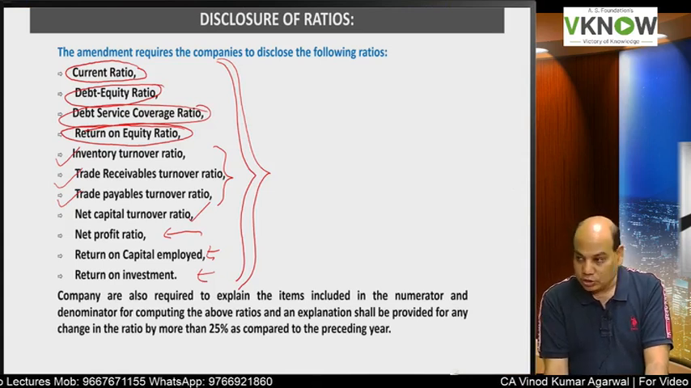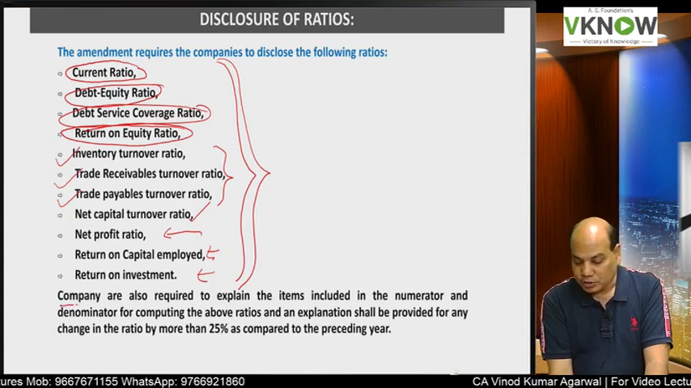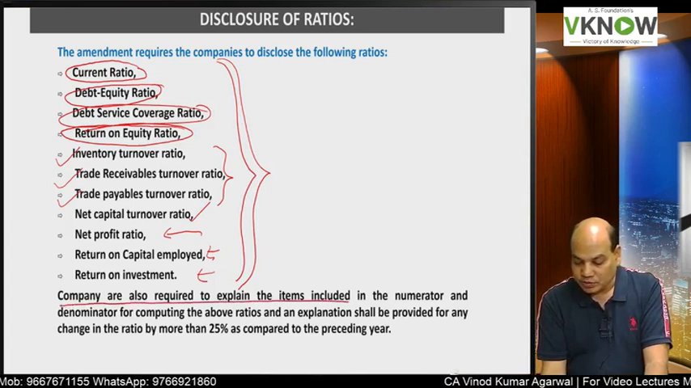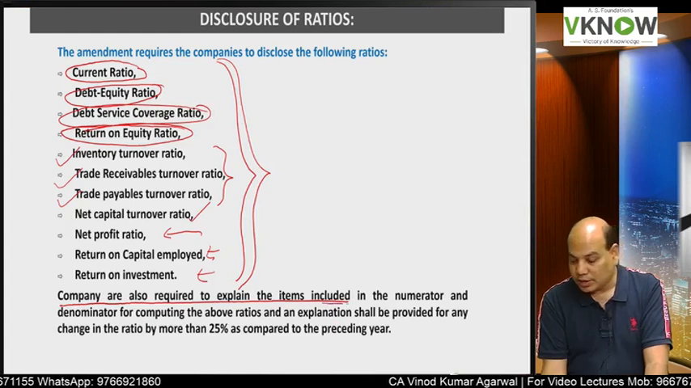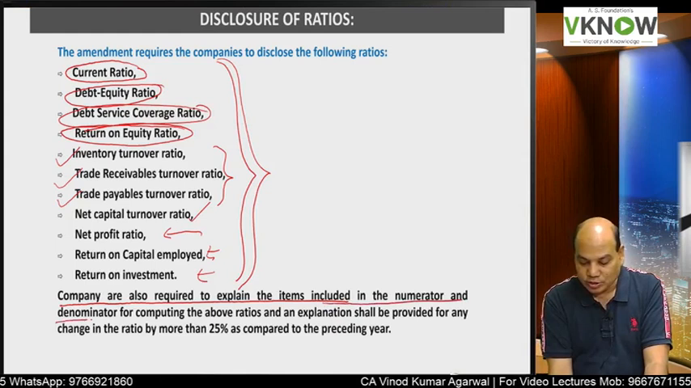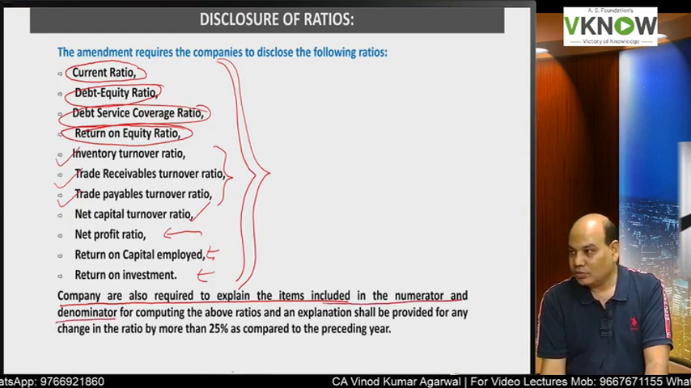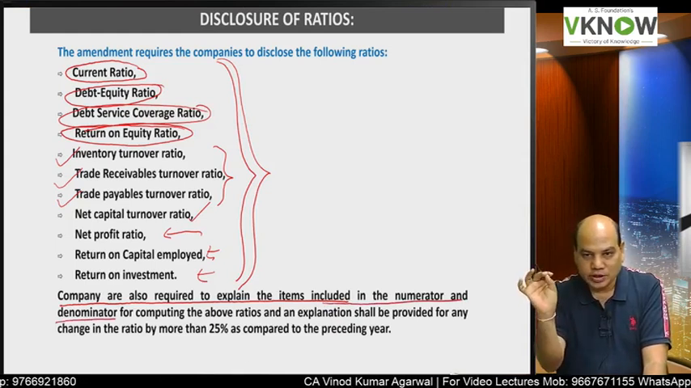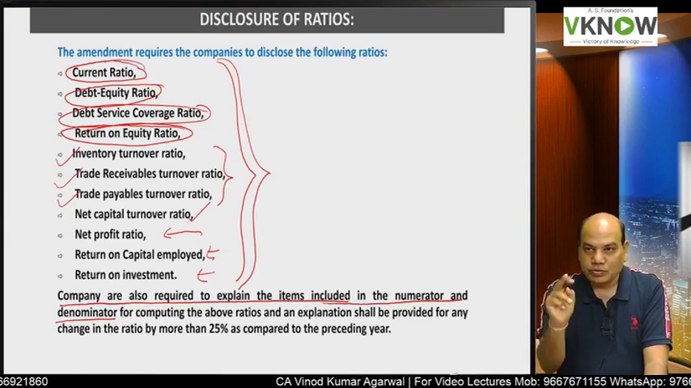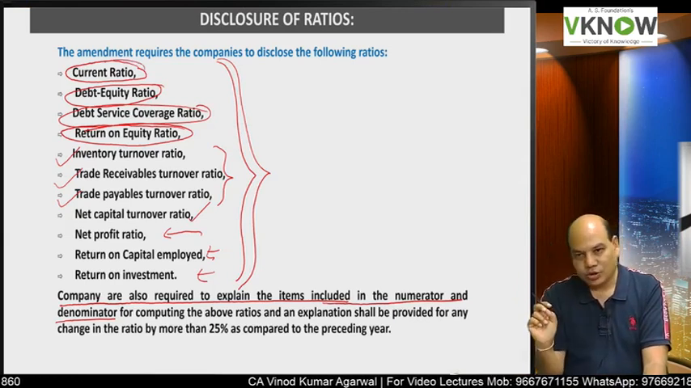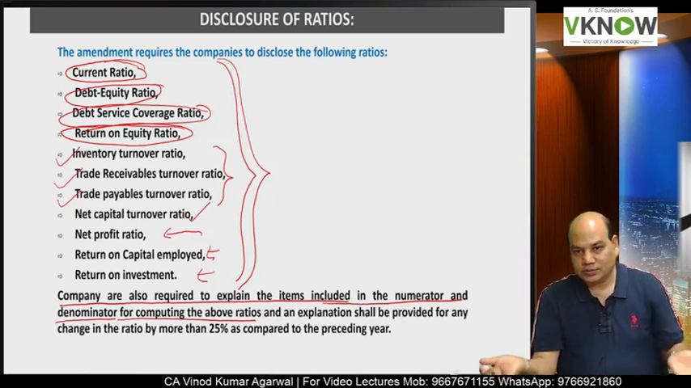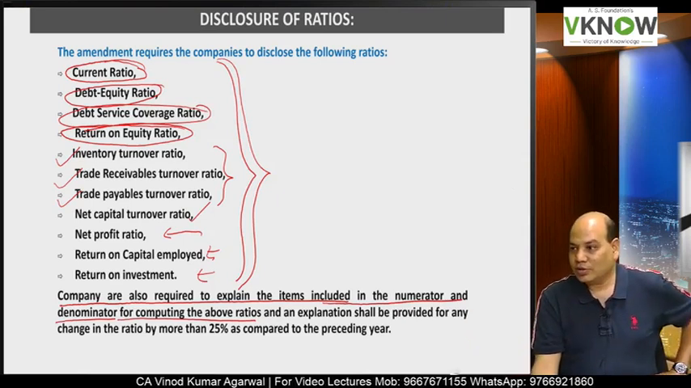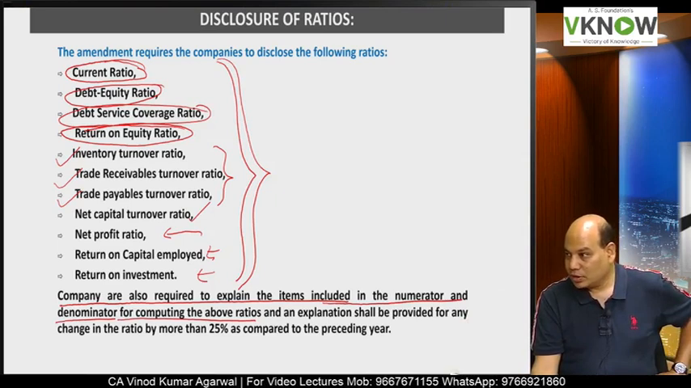Not only that, for people who are not from a finance background, they have added one more line. Companies are also required to explain the items included in the numerator and denominator. So they have to write down what is included in the numerator, like in the current ratio, which current asset items they have included and which current liabilities they have included for computing the ratio. Otherwise, again, you can fool the people by putting something or not putting something, right?